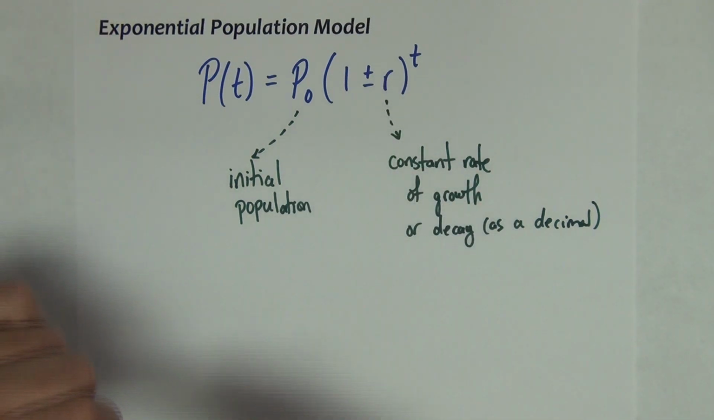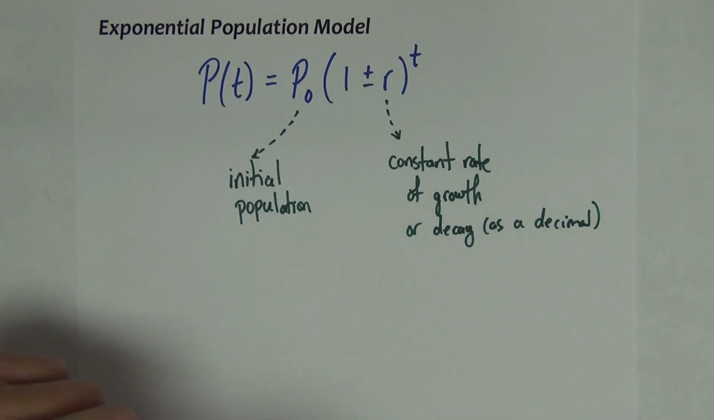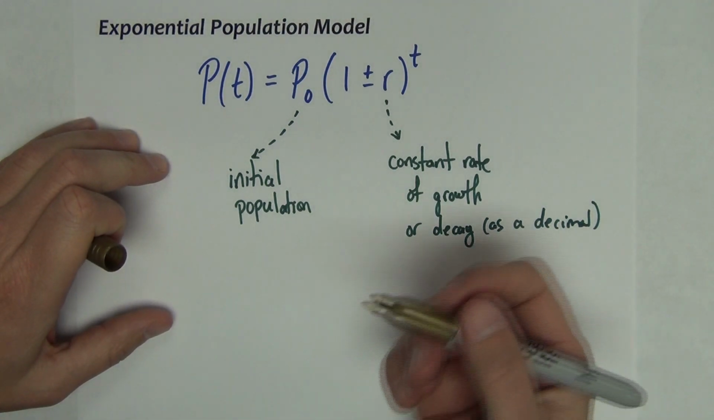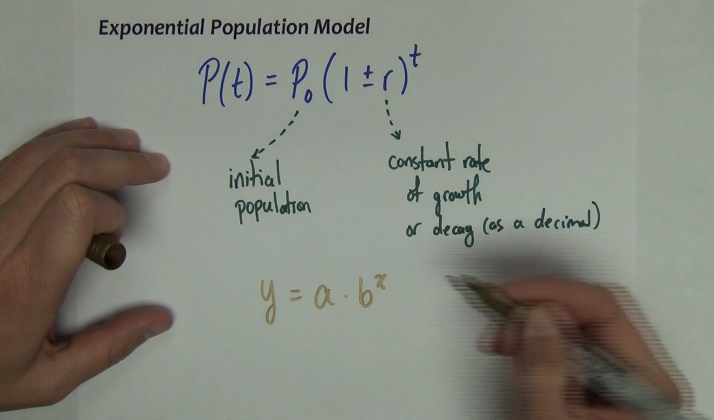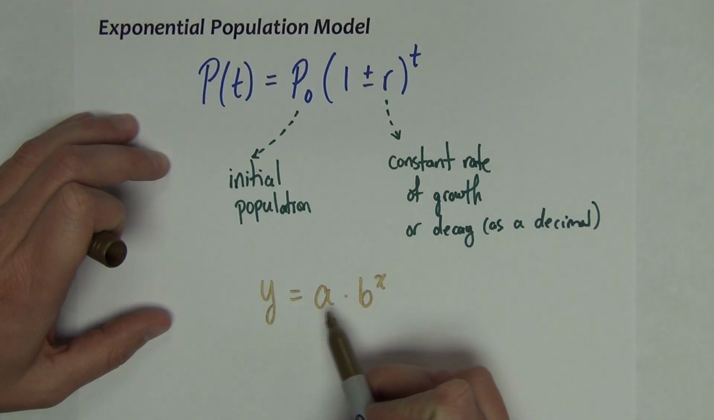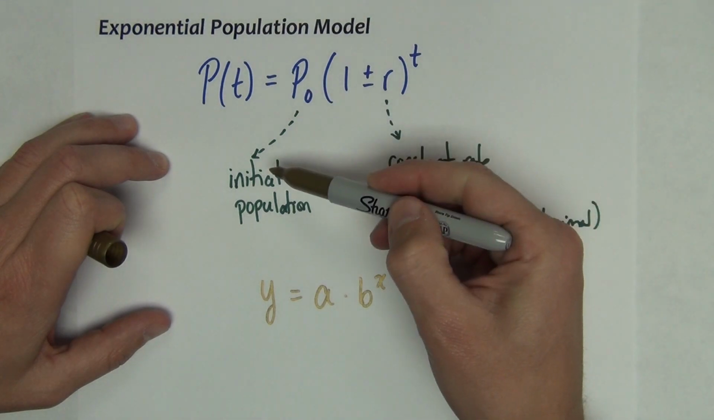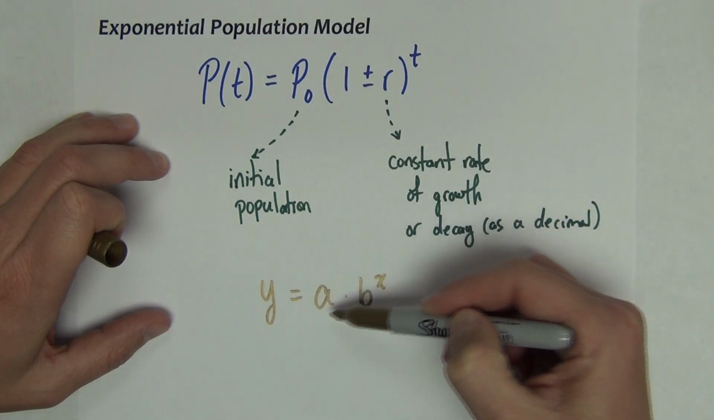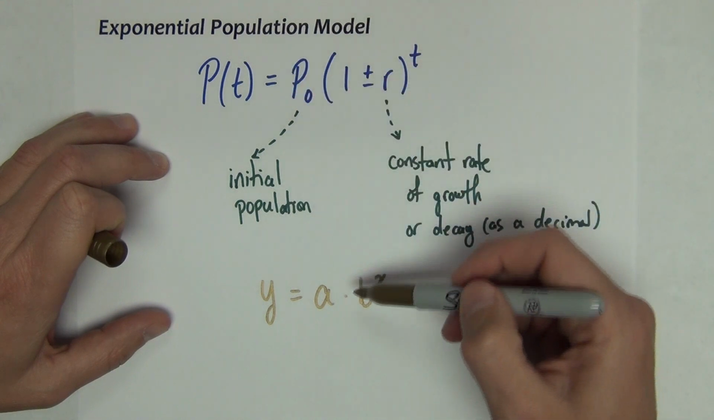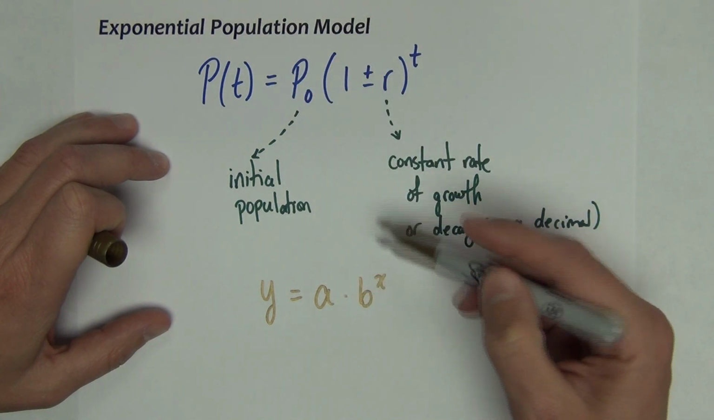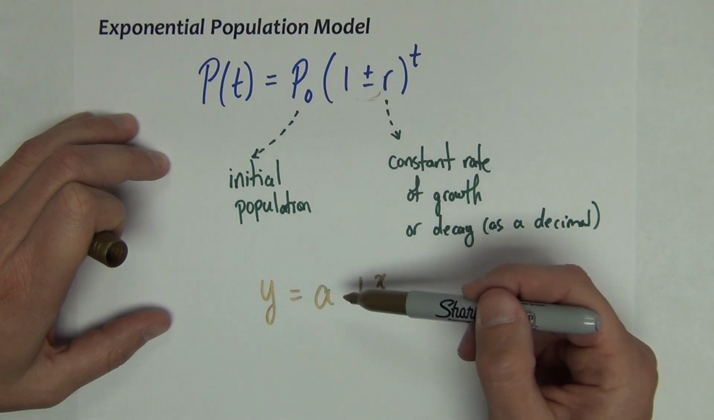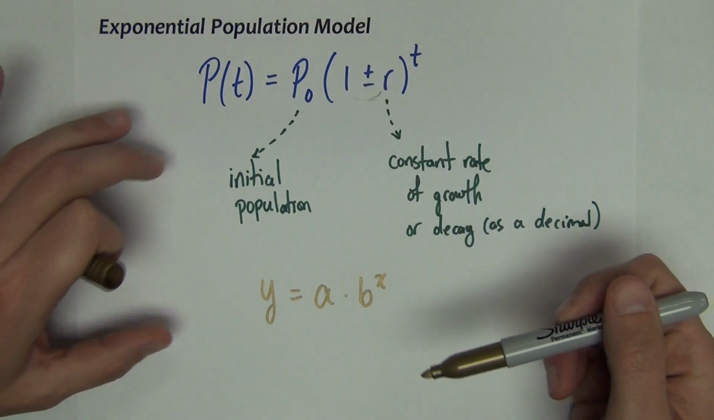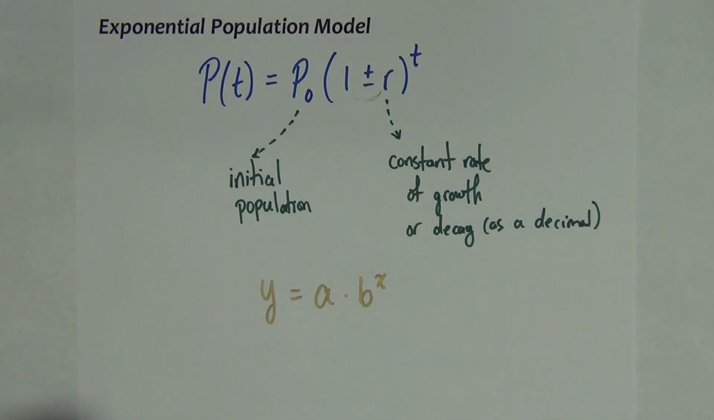It's a very similar model. If you recall what we were working on in Section 3.1, we said an exponential function was y equals a times b raised to the x, where the a was the initial value. Here we're calling P naught the initial population, but it's still in the same spot in the function. And the b was the base being raised to the power. Here the base is this quantity 1 plus r or 1 minus r. So really it's the same model, just broken up and with the variables redefined to fit what we're going to be talking about today.